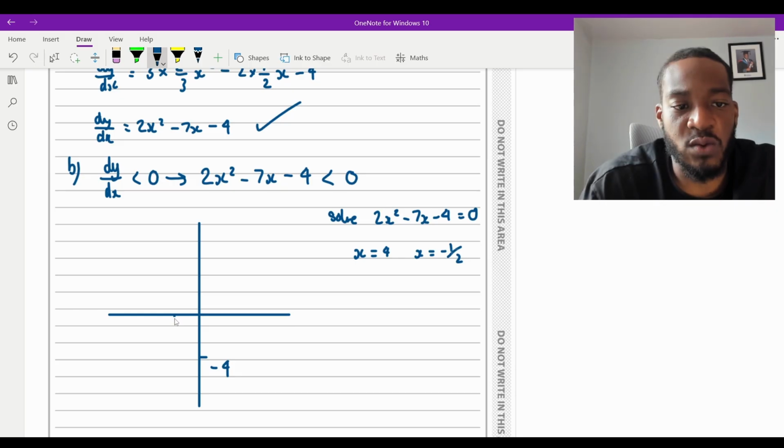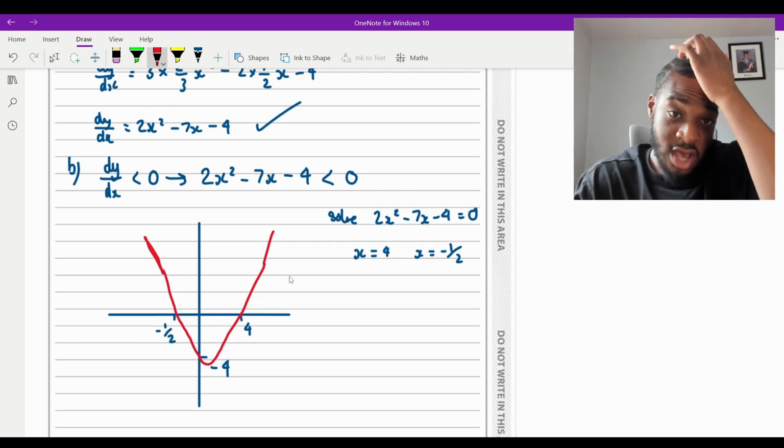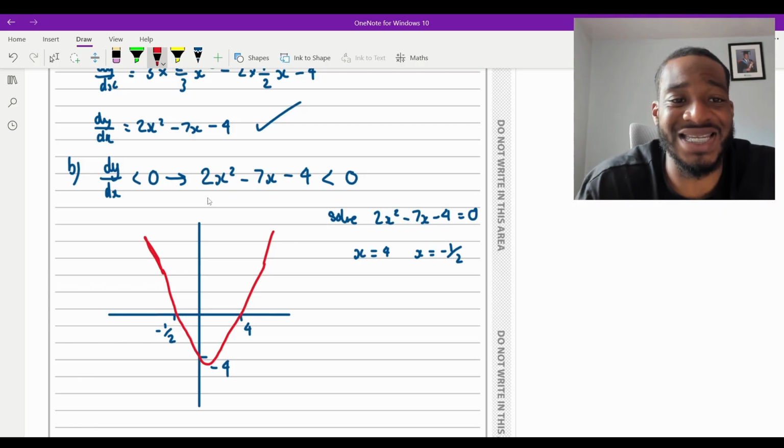So that means it will go there, that's going to be minus a half, and let's just say 4 is here. And then the quadratic itself, I'll do it in red, is going to be something like this. It turns up, it's going to be a bit to the right. So like that, essentially. This is the graph of 2x squared minus 7x minus 4. And we need to find out where this graph is less than 0. That is just underneath the x-axis, which is for this part of the graph over here. Now you need to ask yourself, for what values of x does this occur?